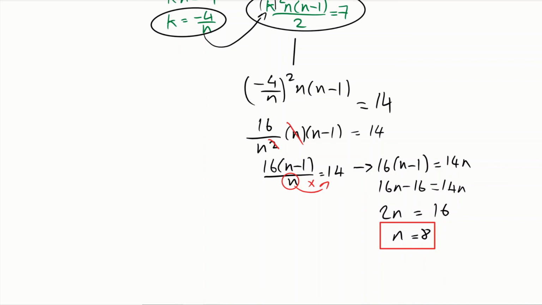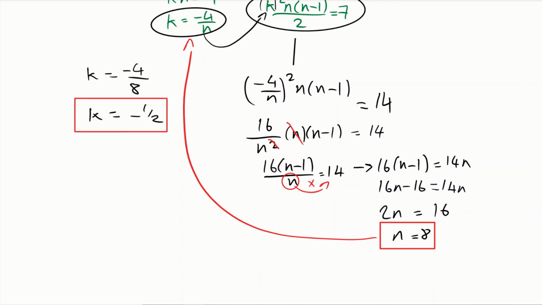Using our value for n, we can now put that into k equals minus 4 over n. Therefore, k is minus 4 over 8. Therefore, k is minus a half. And that's it. We found k, we found n. And that is pretty much everything. After all this, you should feel confident enough to pick up any kind of binomial expansion question, and you should be able to smash it.